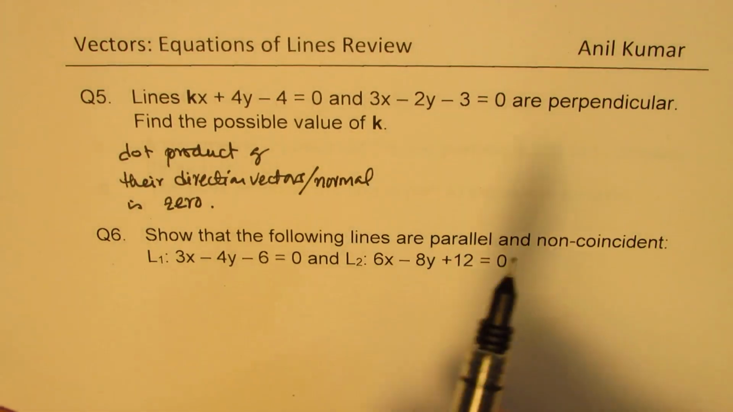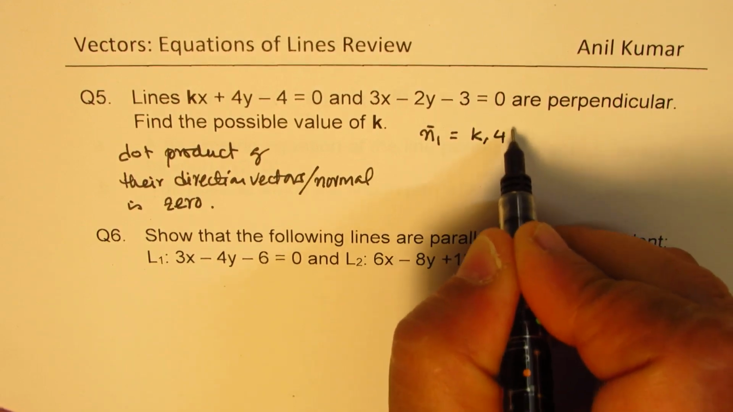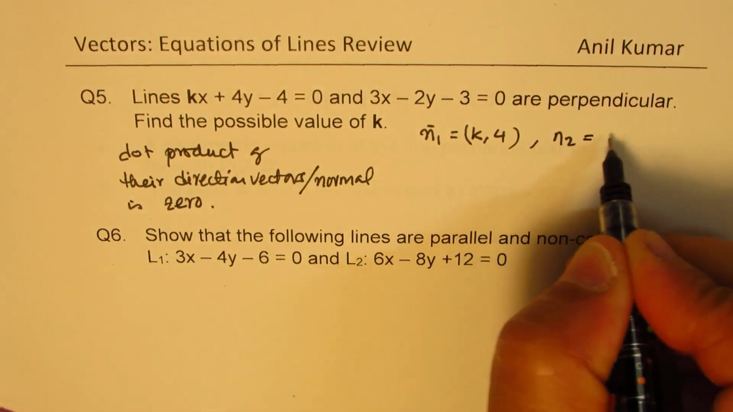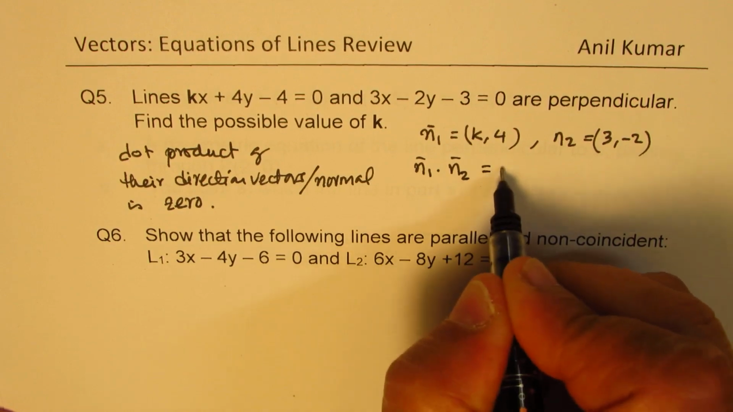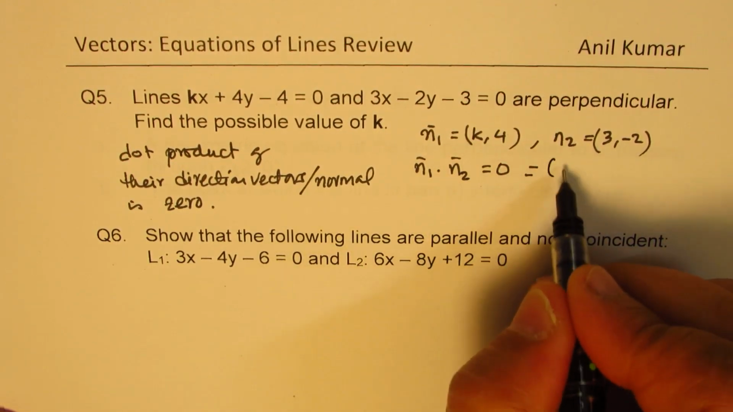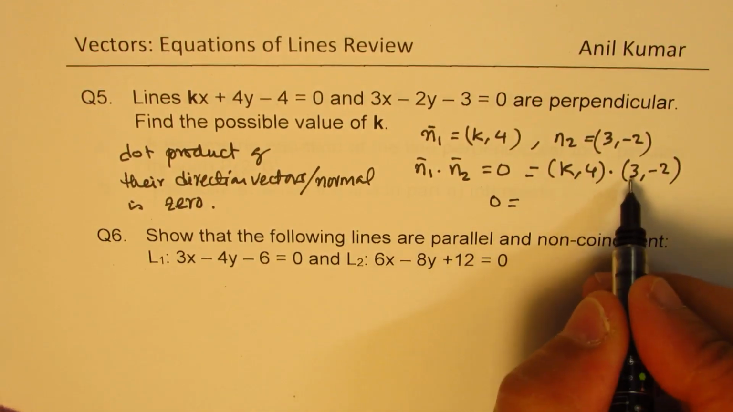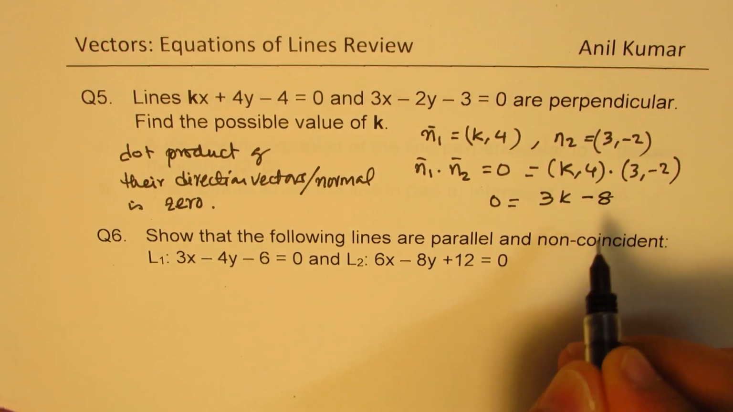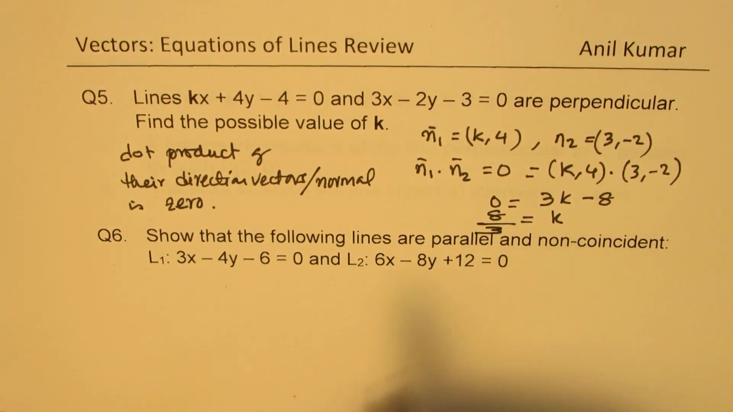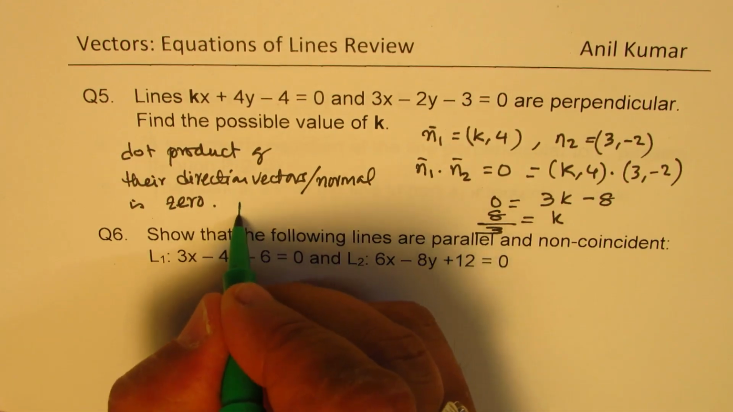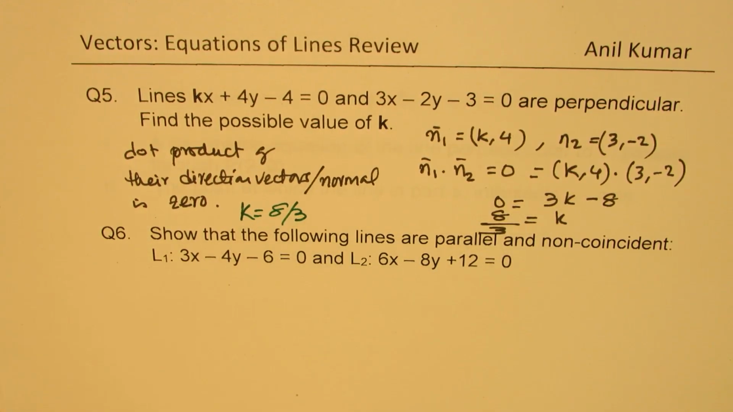In this case, when you're given the Cartesian form, let's use the normal vectors, right? So n1 for us is (k, 4), and n2 is (3, -2). So n1 dot n2 should be equal to 0. We get 0 equals 3k minus 8. And from here we can find the value of k is 8 over 3, correct? So the answer is k equals 8 over 3. That is how we could find this answer.